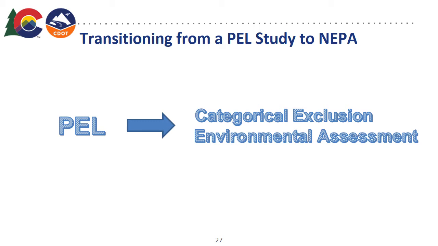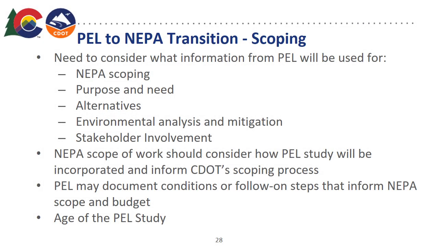One of the main goals for doing a PEL study is to eventually transition into NEPA and help streamline that process. If done correctly, the PEL information can be incorporated into the NEPA document by reference or as an appendix. So for the PEL to NEPA transition, there are several aspects that I'm going to talk about. One is scoping. Beginning the NEPA process with a PEL would definitely help the scoping process. You will know more about the project goals, needs, and surrounding environment. What can be directly used in NEPA versus just informing the process depends on the particulars of the PEL study.